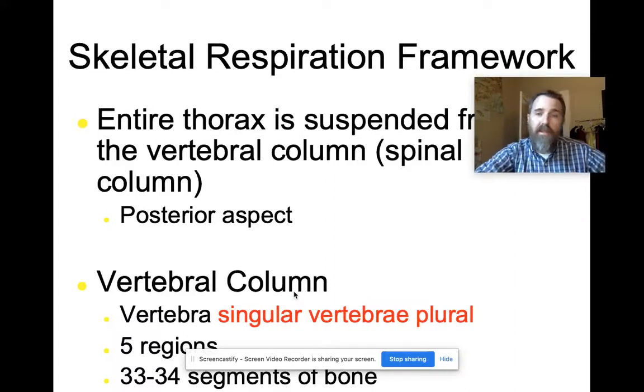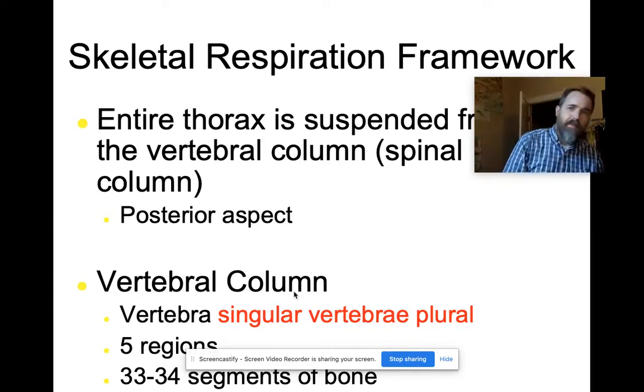All right, get into the vertebral column. So vertebra is singular, vertebrae plural. I'll probably mess that up though and use them interchangeably at times. We have 5 different types of vertebrae in our backbone, in our vertebral column.